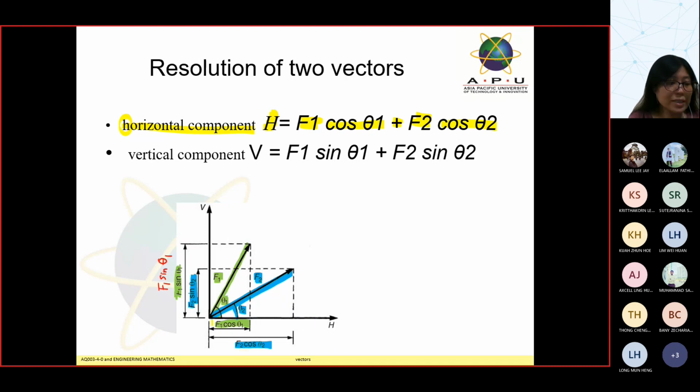Then for the vertical component, remember we have a vertical component from F1 and F2. We normally use V to represent it, taking the initial letter for vertical. So it will be the vertical component from F1 plus the vertical component from F2, addition of the two components here. So this is the vertical and horizontal component, by referring to this figure.